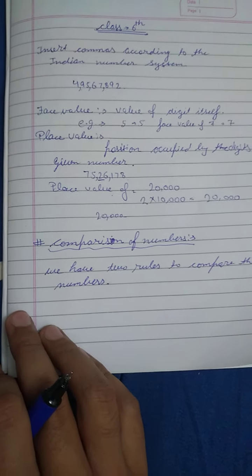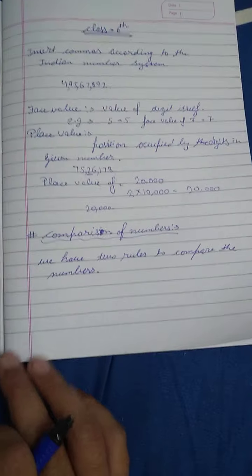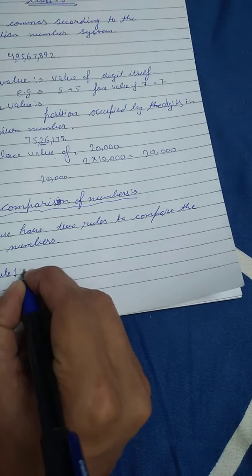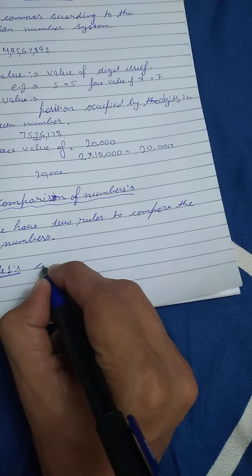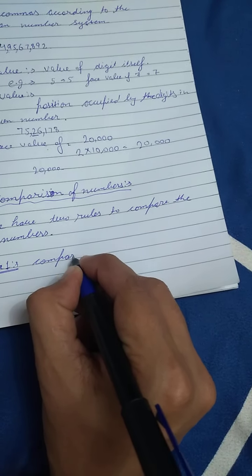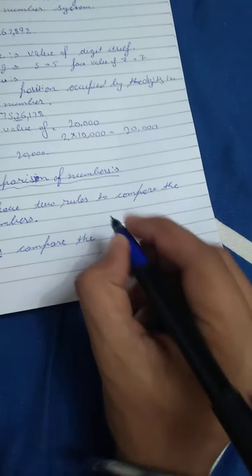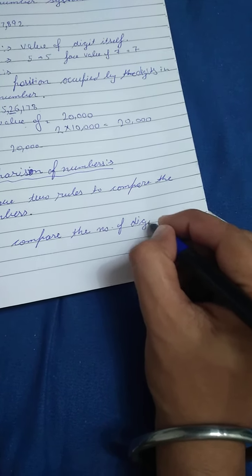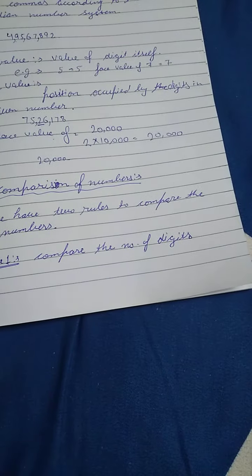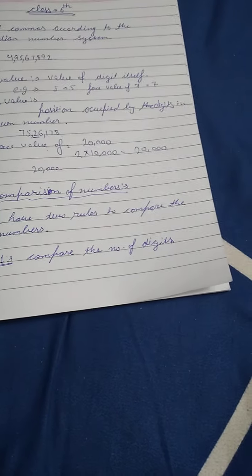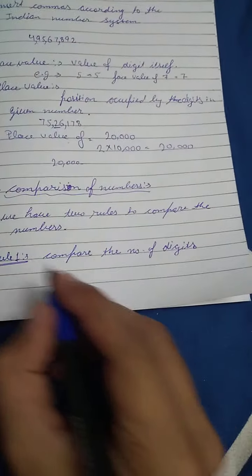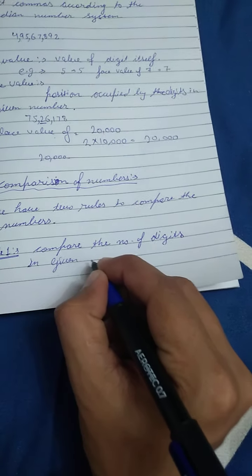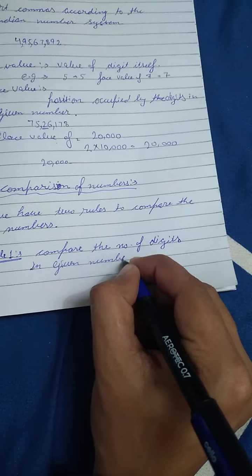So now we write the first rule of the comparison. Rule number 1. First is compare the number of digits. Compare the number of digits in given numbers.